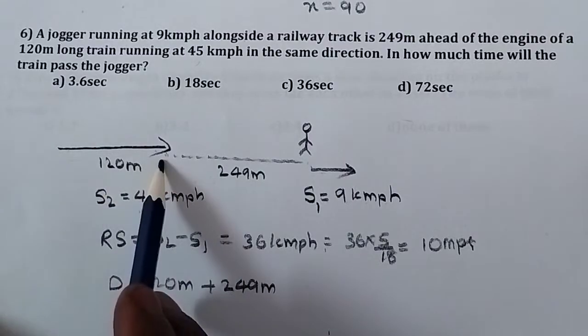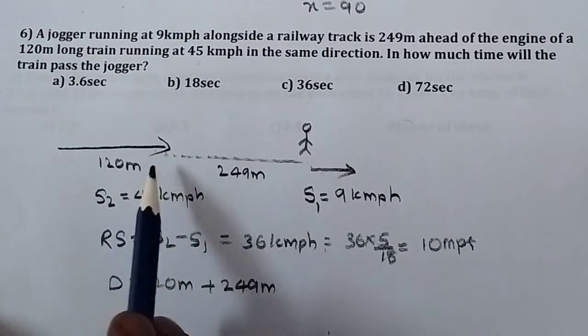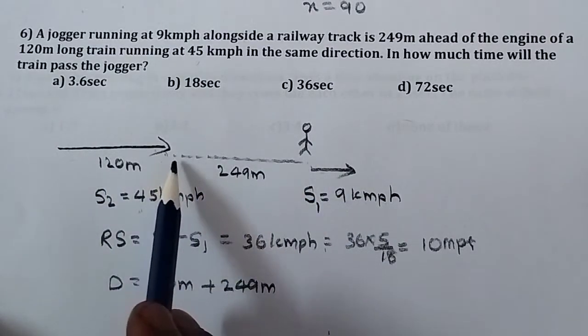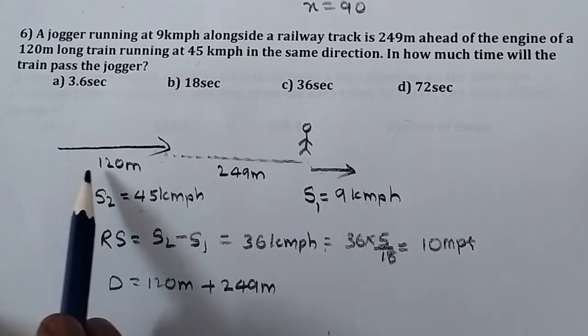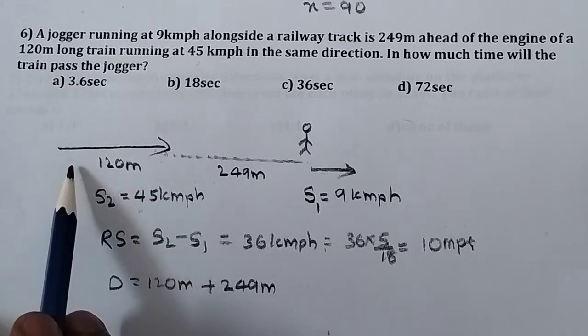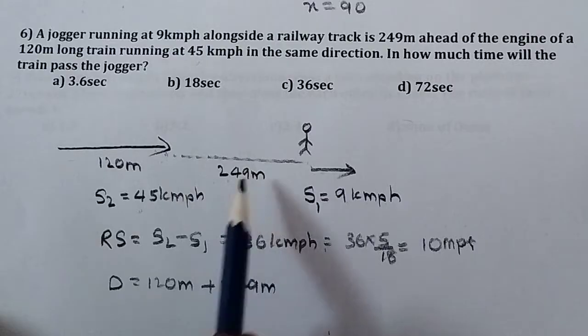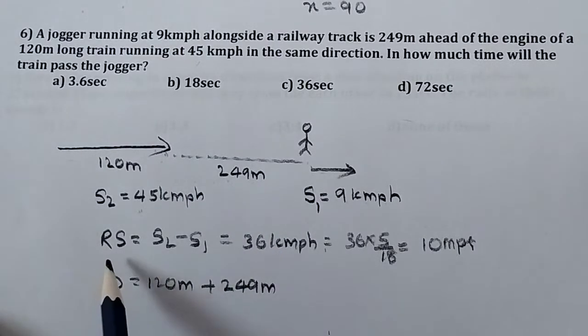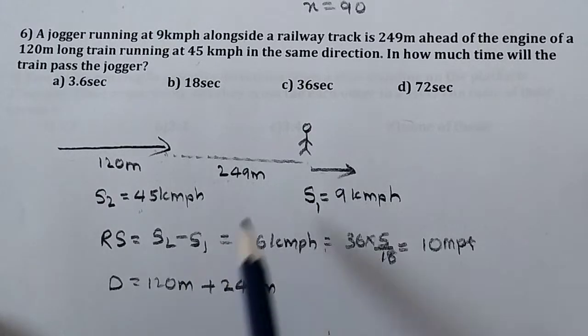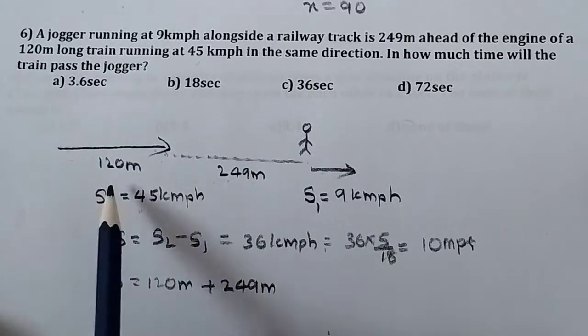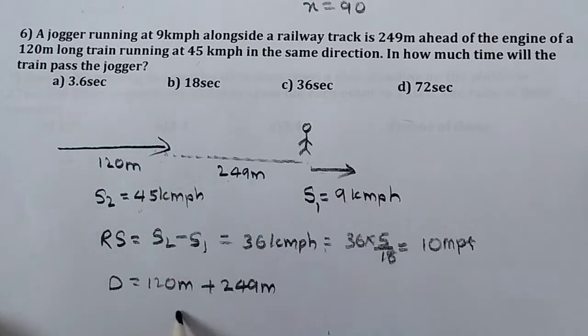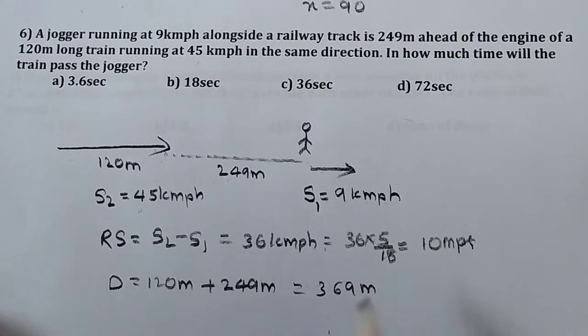This entire train should cross that person. So what is the distance has to travel by train? What is the distance has to reduce, not the travel, what is the distance has to reduce, that is 120 and 249. So in the case of relative speed, we take the distance has to reduce between that person and the train, which is 120 and 249. So that is 369 meters has to reduce.